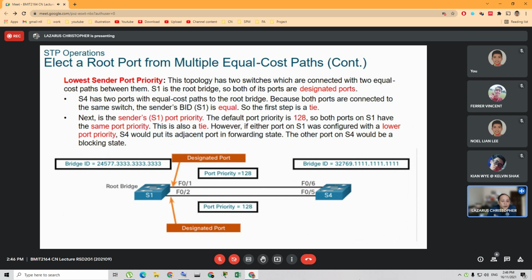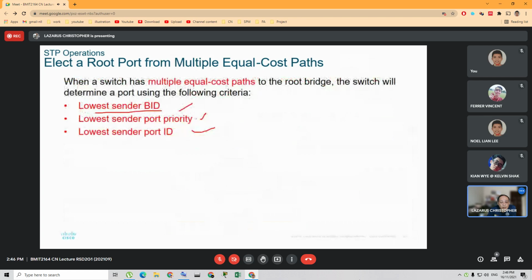Elect a root port from multiple equal cost paths. So here the cost is 19, because it's Fast Ethernet. Both are Fast Ethernet links, so the path cost is 19 here and here as well. You are given that the port priority is the same. Recall, I bring you back all the way here: BID, if it's tied, check port priority. If it's tied, check port ID, right?